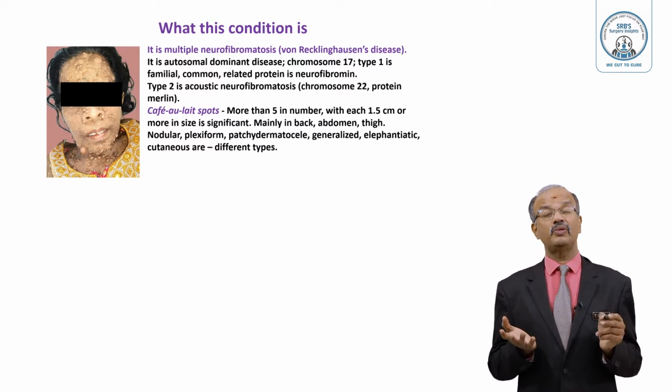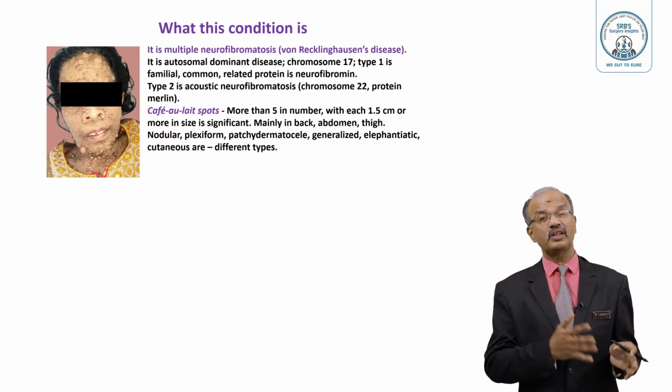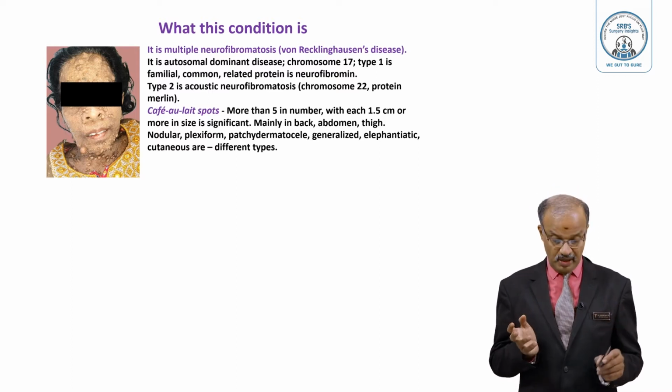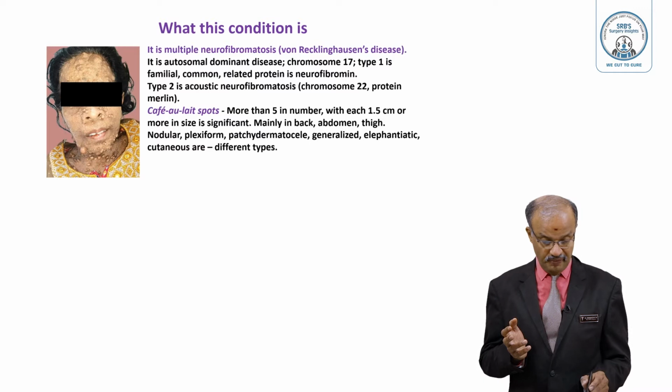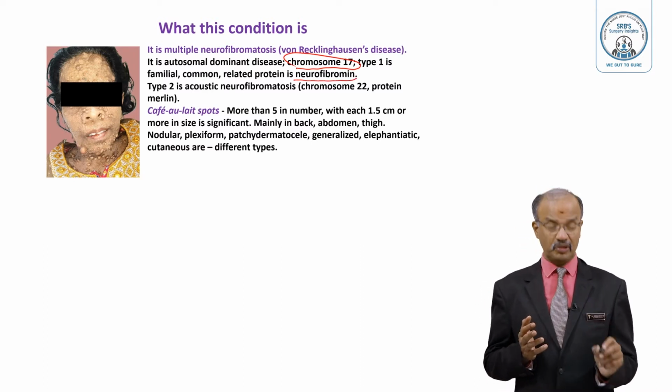It's usually autosomal dominant. It is commonly familial. Type 1, type 2 are there. What you see is type 1. It is quite common. Commonly they are familial. It is related to chromosome 17. There is an MCQ question, remember, which chromosome? And the protein is neurofibromin. That is again an MCQ question.